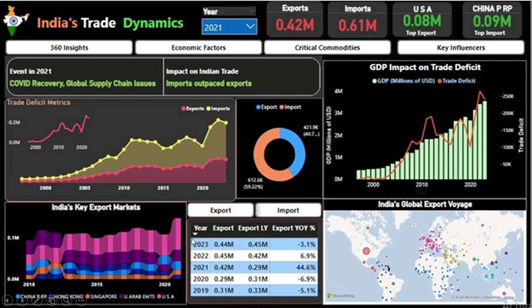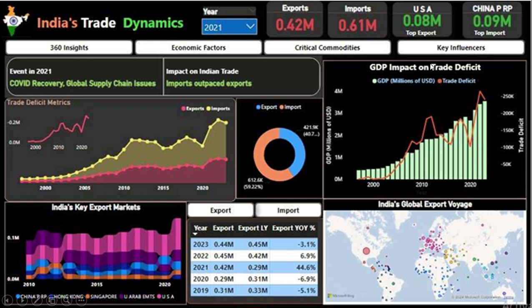And here I have given a small visual. While there might be many reasons influencing the trade deficit, here I tried to capture the major event that happened in that year, and what impact it had on Indian trade. So here I have given 2021 and its impact.